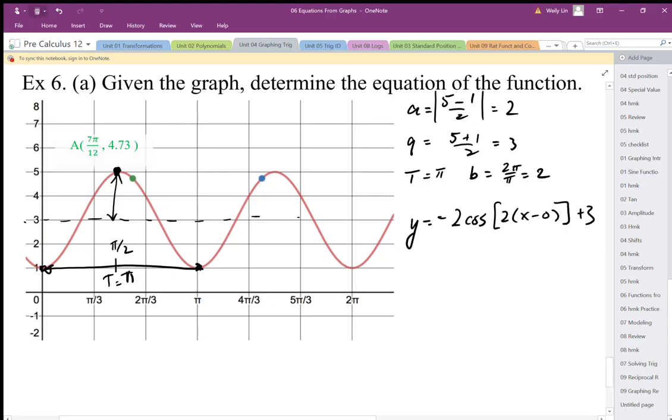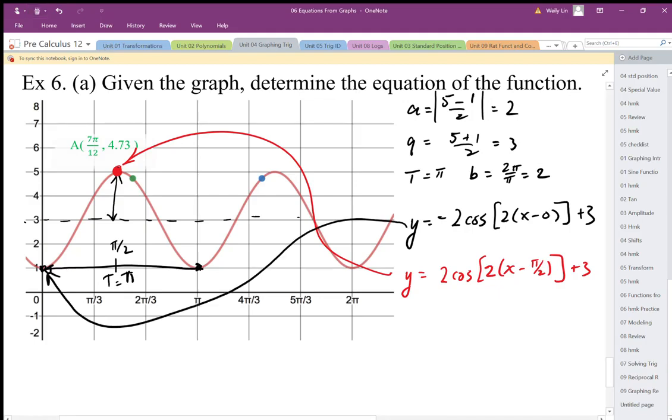If I were to use this point here, then it could be written like this: 2 cosine. I'm not going to use a negative cosine graph in this case, and then I can use a shift of pi over 2. So that would be using this red coordinate here. The black would be using the other coordinate there. So that goes with that, and this one goes with that. Okay.